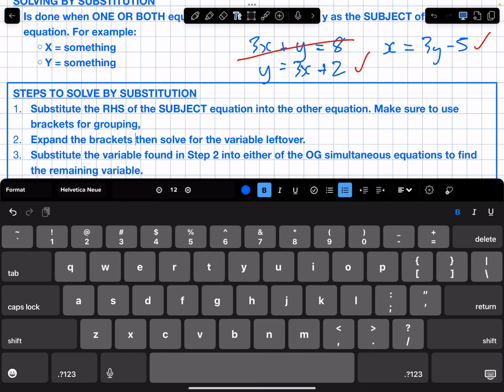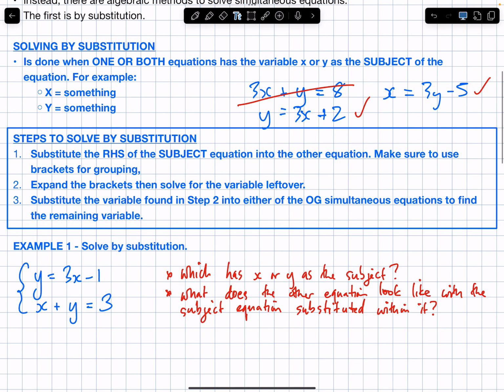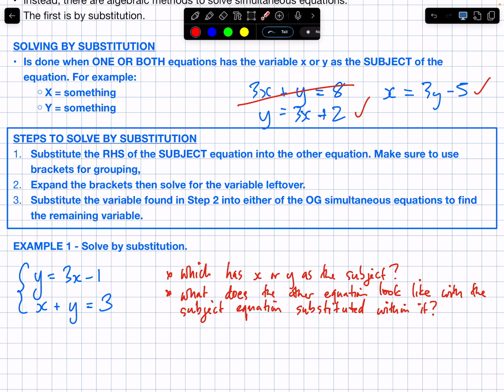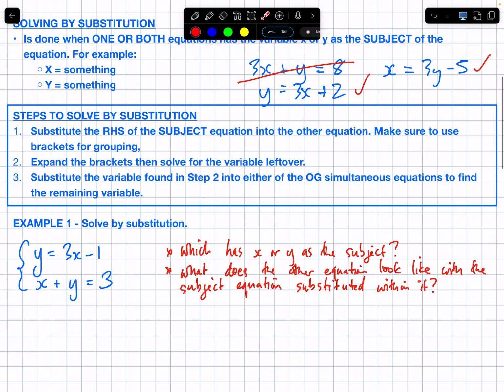All right, let me go through the steps, guys at the back. If you want to teach, you can come up here. All right, steps to solve by substitution. You substitute the right-hand side of the subject equation. So what do I mean by the right-hand side of the subject equation? That's the 3x plus 2 there. Or that's the 3y take 5. You substitute that right-hand side into the other equation. Make sure you use brackets for grouping.